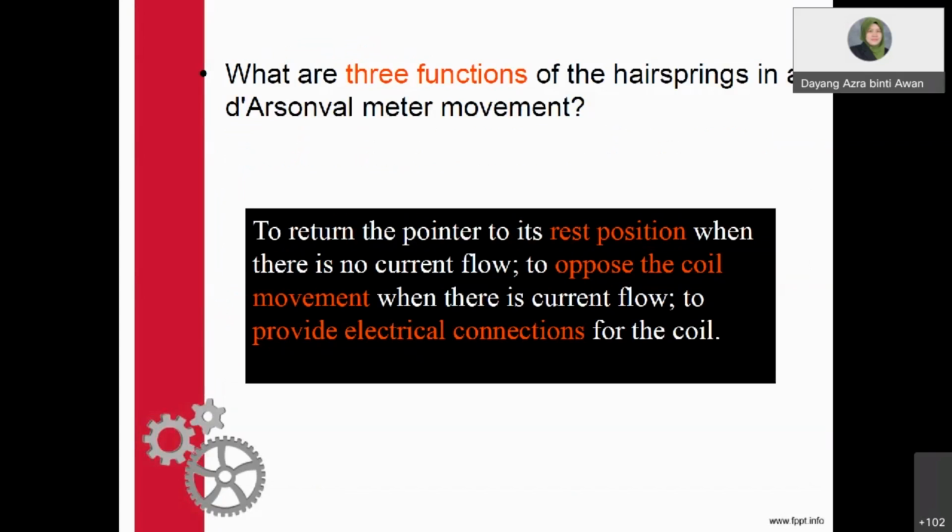Okay, so what are the three functions of the hairsprings in a d'Arsonval meter movement? The three functions of the hairspring are, first, to make sure that the pointer will return to its rest position where there is no current flow; second, to oppose the coil movement when there is current flow; and third, to provide electrical connections for the coil itself.